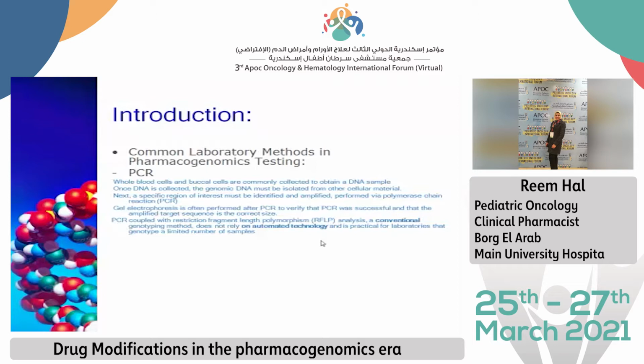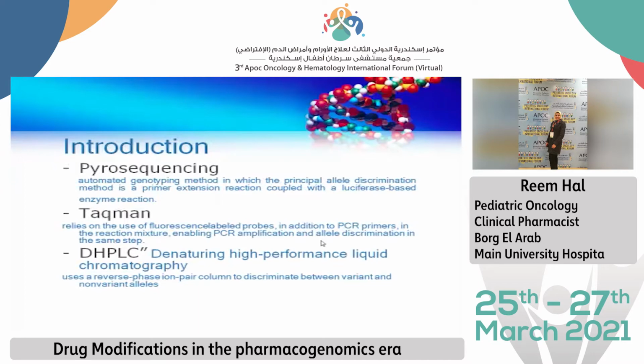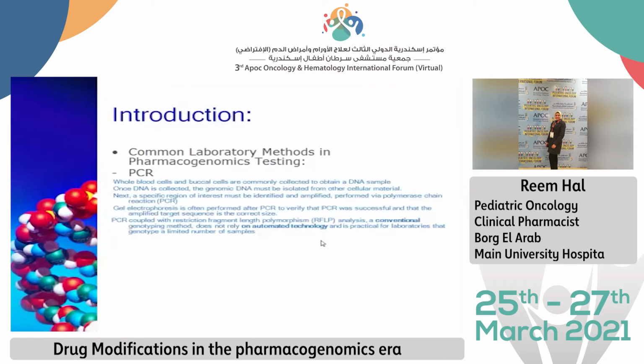If you want to go through testing for polymorphisms or genetic testing, we have common laboratory methods for pharmacogenomics testing. Number 1, PCR. Number 2, Pyro Sequencing, and the TaqMan and the DHPLC. Let's start with the PCR. We will take a blood sample, and to take blood cells from this blood sample or a cell from the buccal cavity, which are commonly collected to obtain a DNA sample.